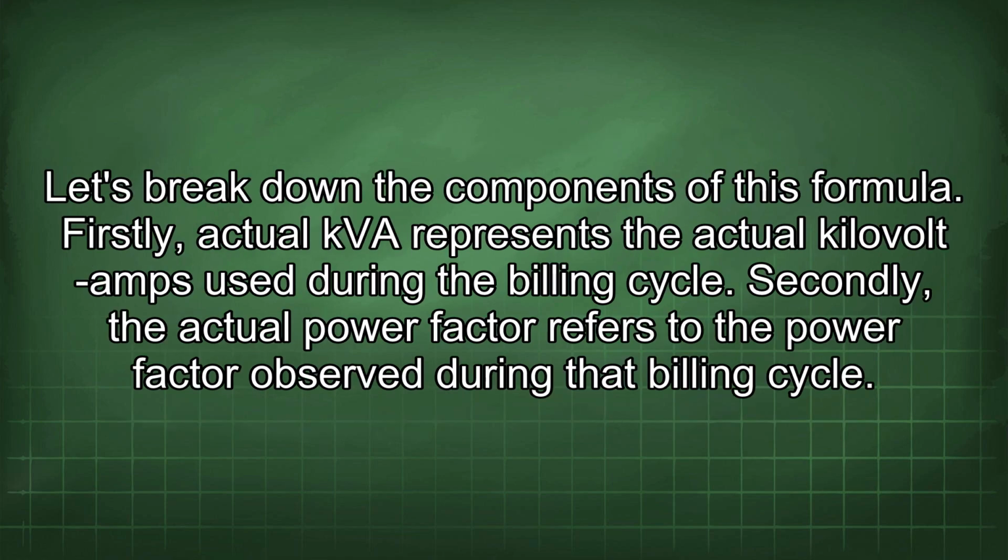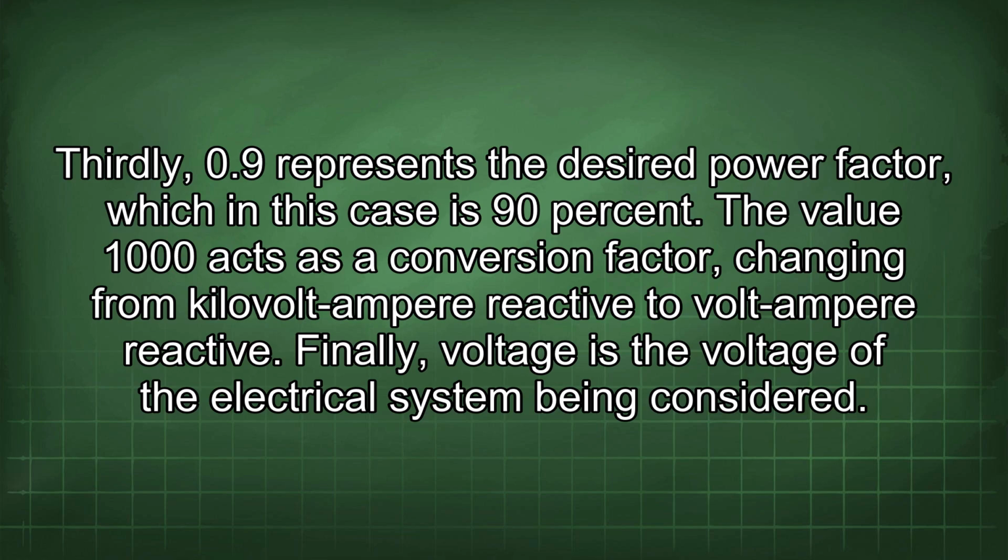Let's break down the components of this formula. Firstly, actual kVA represents the actual kilovolt amps used during the billing cycle. Secondly, the actual power factor refers to the power factor observed during that billing cycle. Thirdly, 0.9 represents the desired power factor, which in this case is 90%. The value 1000 acts as a conversion factor, changing from kilovolt ampere reactive to volt ampere reactive. Finally, voltage is the voltage of the electrical system being considered.